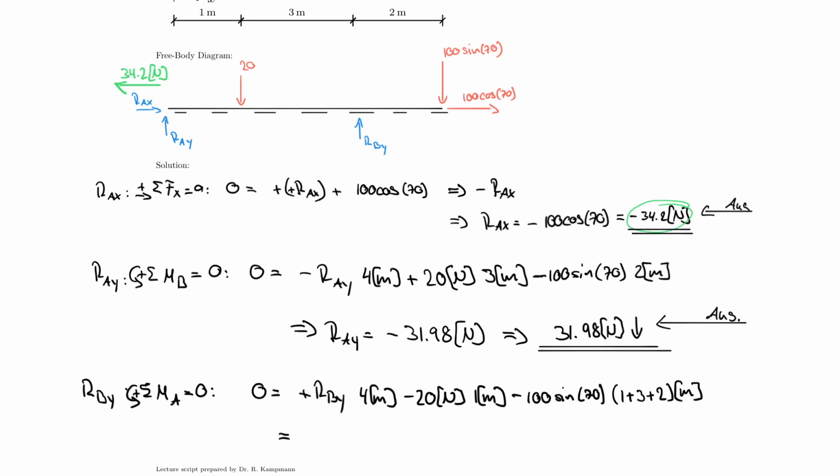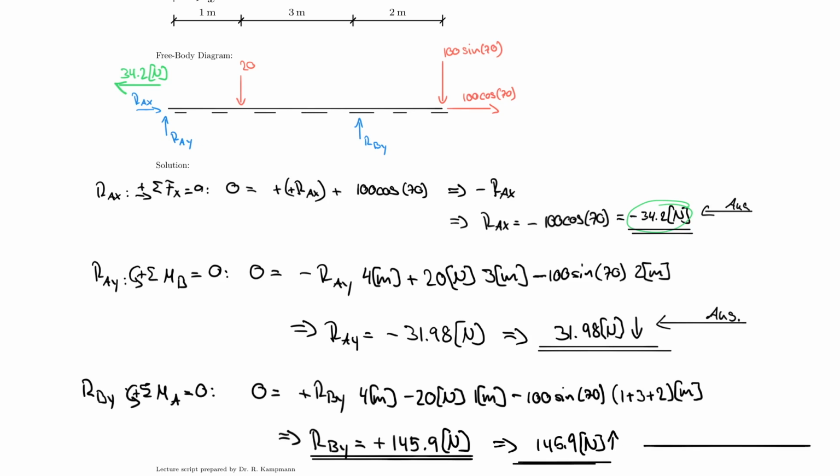And if you solve this now, you will find that RBY turns out to be positive 145.9 Newton. And that is a result that tells me that I was right about my assumption. So the positive tells me, Raphael, you assumed correctly, and I know that my support reaction 145.9 Newton is actually going upwards. And that is my ultimate result here, which I now have to provide with an answer arrow.